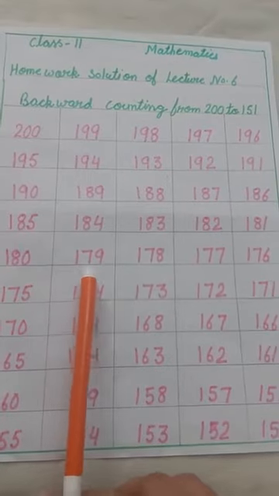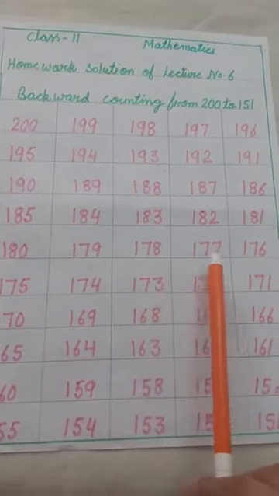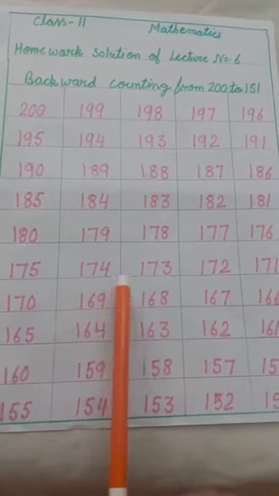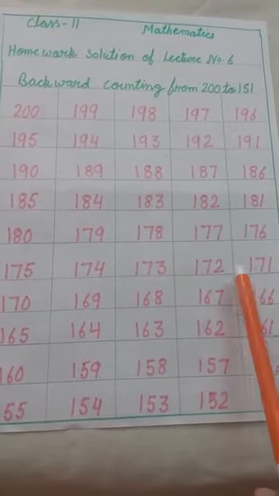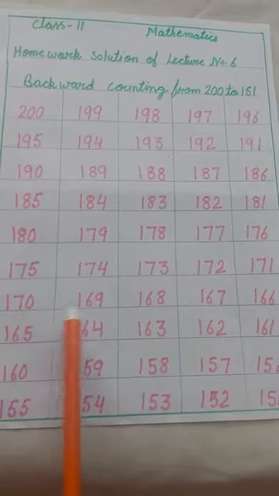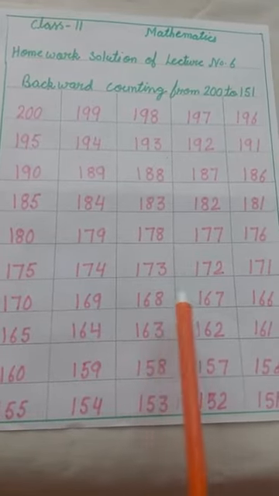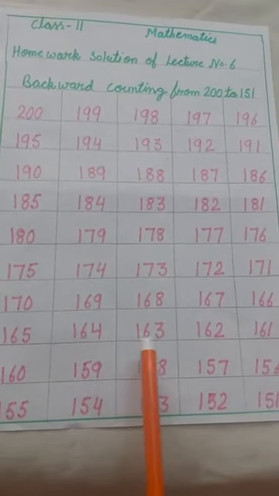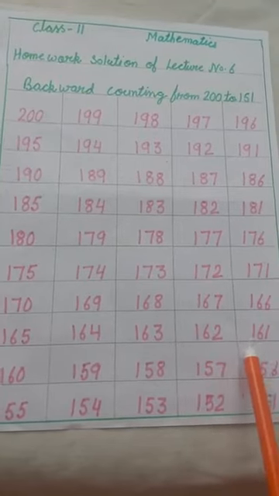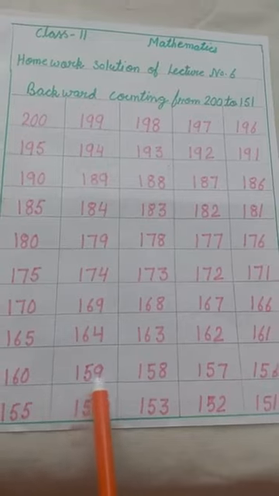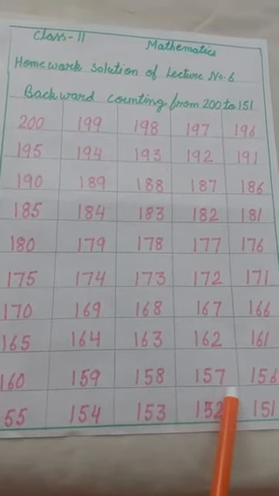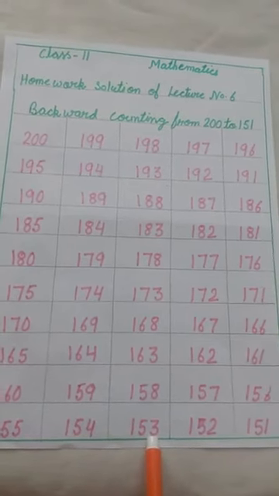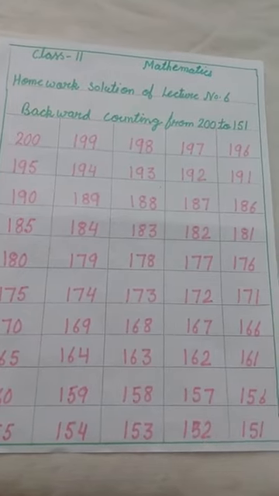80 से पहले 79, 179, 178, 177, 176, 175, 174, 173, 172, 171, 170, 169, 168, 167, 166, 165, 164, 163, 162, 161, 160, 159, 158, 157, 156, 155, 154, 153, 152, 151. Thank you.